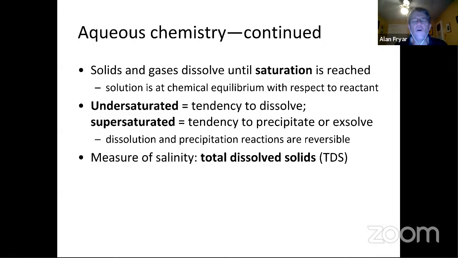When we talk about solutes, it is customary in aqueous geochemistry to talk about the concentration of a solution with respect to different solutes like sodium or chloride or bicarbonate or sulfate. But you can also describe the overall salinity of the water as total dissolved solids. Now, total dissolved solids is a parameter that doesn't necessarily tell you what the dissolved solids are. It simply says what the mass of solids in solution is, the mass of solutes.